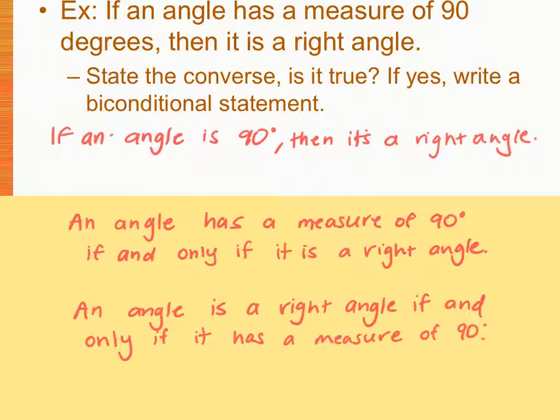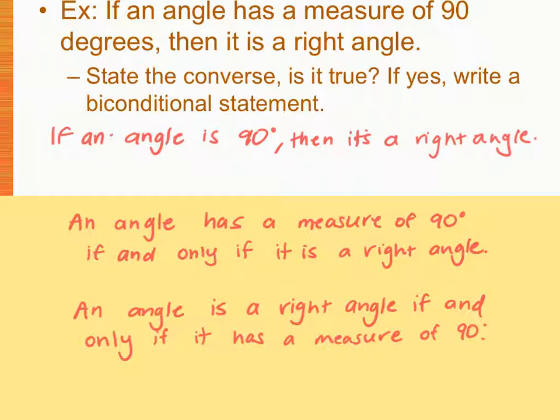If I start it, if this month is September, then next month is October. The converse: if next month is October, then this month is September. True? Yes. So this month is September if and only if next month is October, or next month is October if and only if this month is September. Does that make sense? Both have to be true in order to make it.